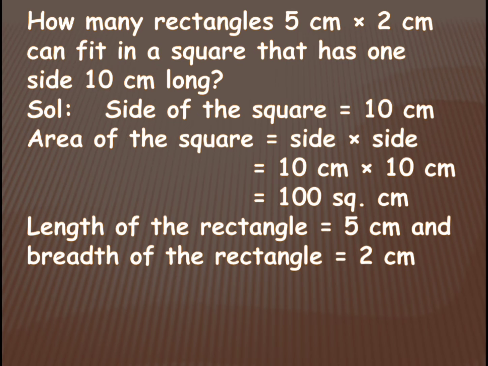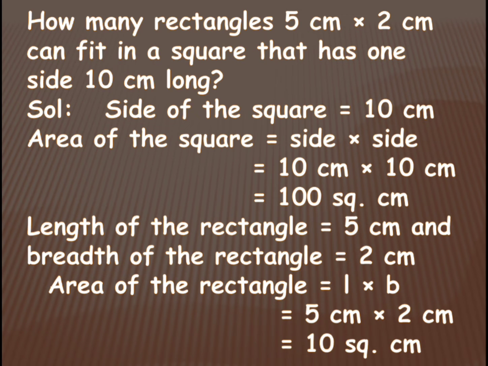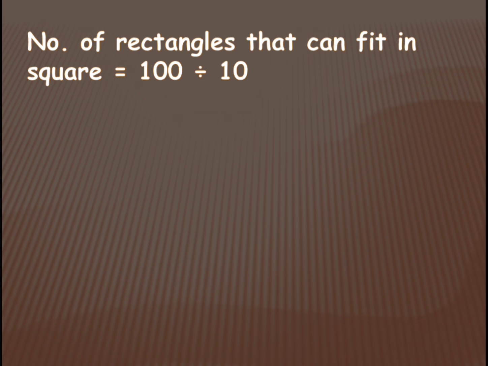Now let's find the area of the rectangle which we have to fit in that square. They have given the length as 5 centimeters, breadth as 2 centimeters. Now find the area of the rectangle. What is the area of a rectangle? Length into breadth, L into B, that is 5 into 2. 5 2s are 10. 10 square centimeters. That means in the square area of 100 square centimeters, we need to place rectangles of 10 square centimeters in it. Like small rectangles. Now how many can we fit in this? How can you find out?